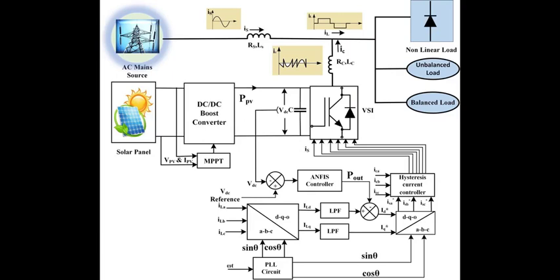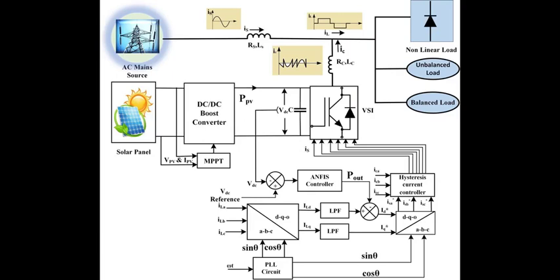EMI, electromagnetic interference, filters. EMI filters are used to suppress electromagnetic interference caused by the switching of power electronic devices in the grid-connected system. They prevent the system's high-frequency noise from affecting other sensitive electronic equipment on the grid or nearby.